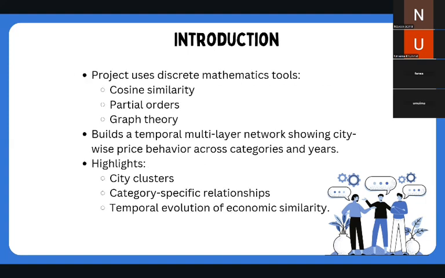We approached this from a discrete structures perspective. That means instead of doing traditional economics, we use tools like cosine similarity, graph theory, and partial orders. This allowed us to convert real economic data into a mathematical network.